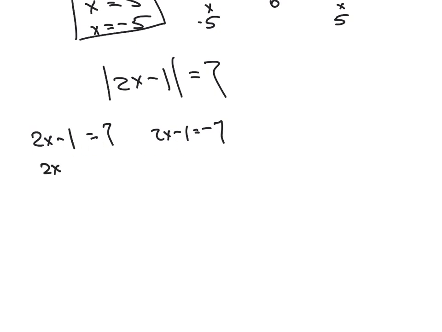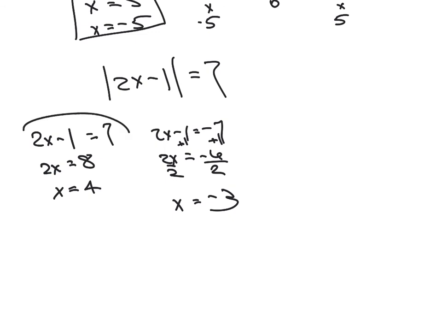So we get 2x equals 8, x equals 8 over 2, which is 4. Or 2x equals, this is a plus 1, equals negative 6, divide by 2, x equals negative 3. So x is going to equal two different numbers. Whatever is going to make this true and whatever is going to make that true. Okay, so let's look at example 3.